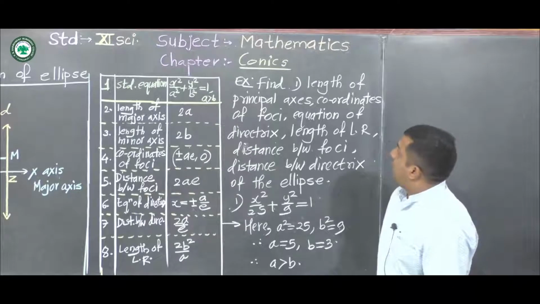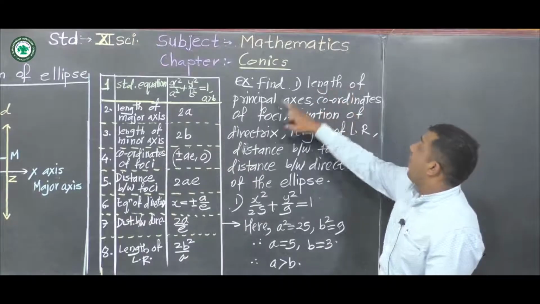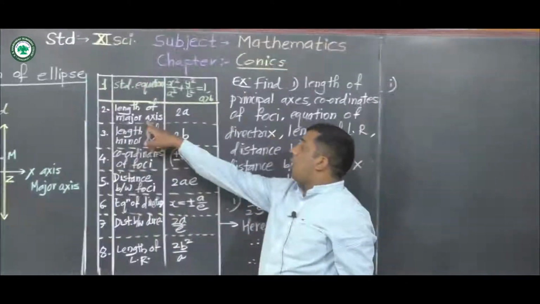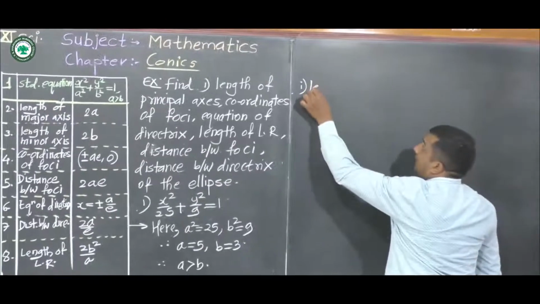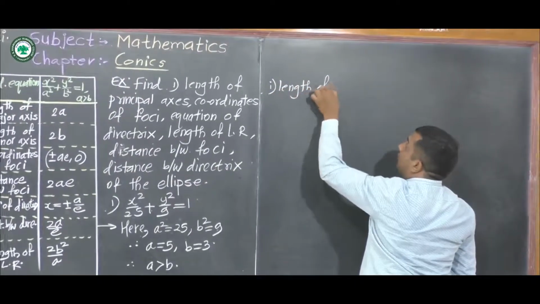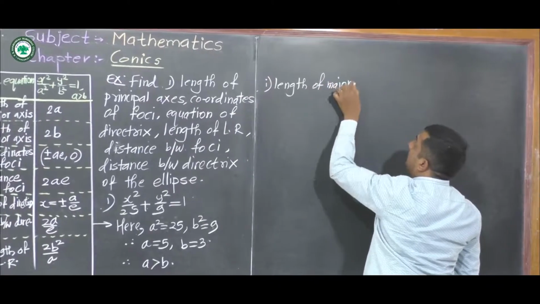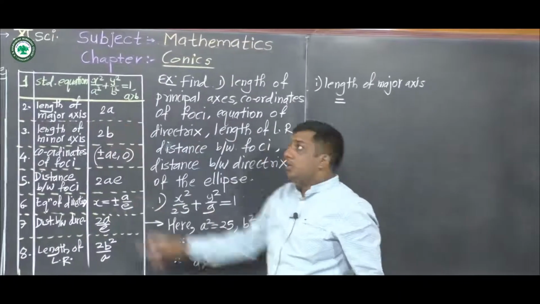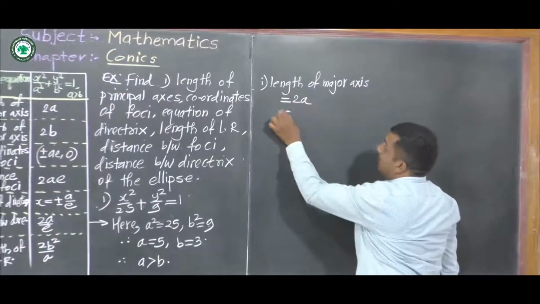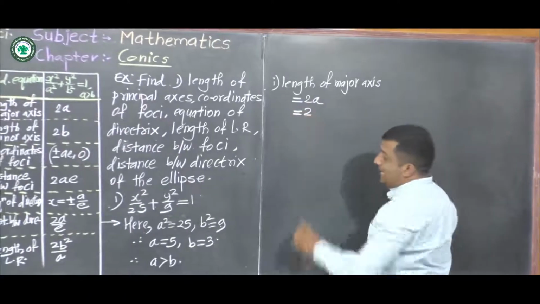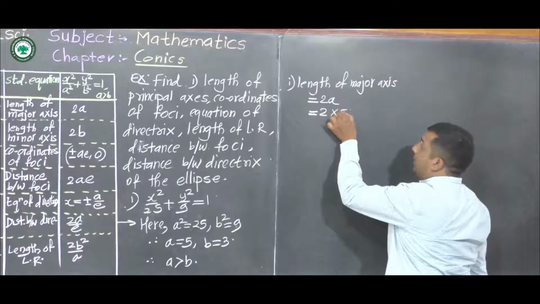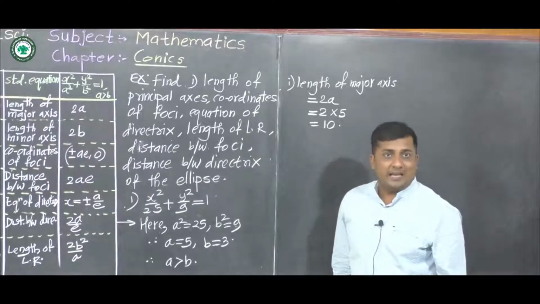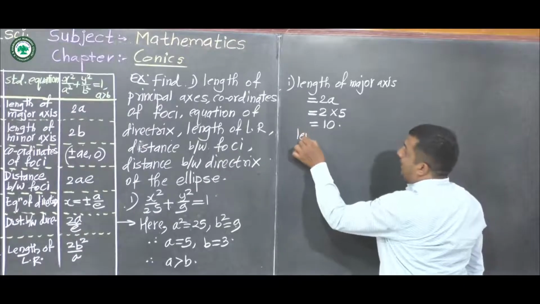Let's go with our first point. We have to find the length of the principal axis. In the first point we find the length of the major axis. The length of the major axis is 2a, and we know a is 5, so we get 2 into 5, which is 10. The length is 10. Then we find the length of the minor axis.